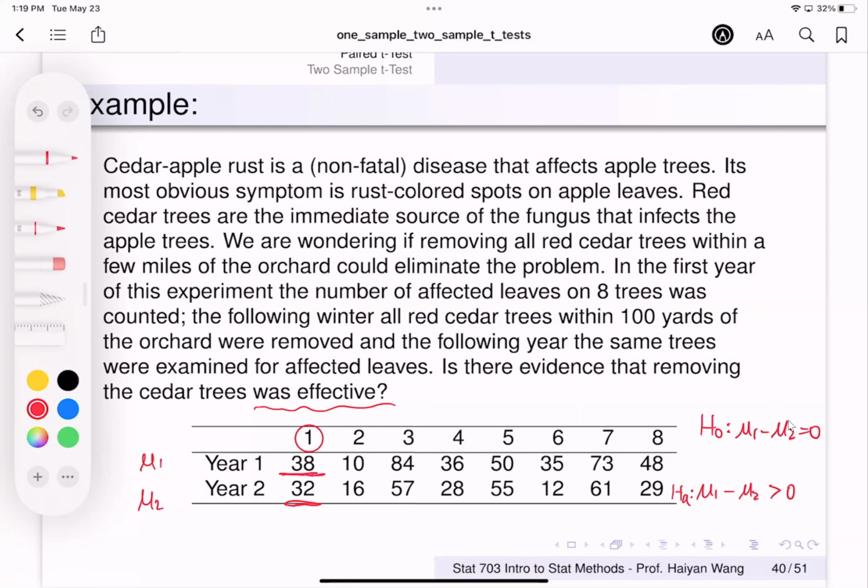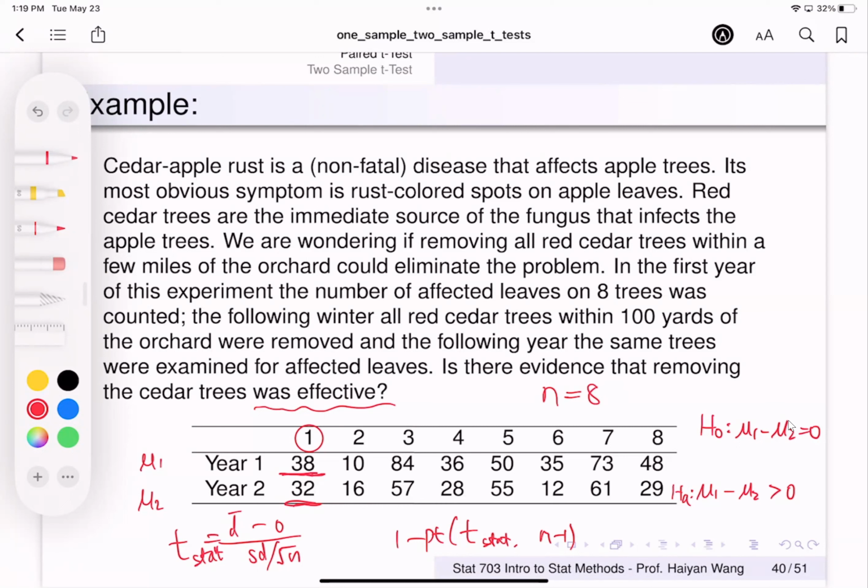When we do a test, we use the difference d bar minus 0 divided by SD over square root of n, and that's the t statistic. From the t distribution, we use 1 minus pt with that t statistic and n minus 1 as the degrees of freedom. And what is the n here? Because we have 8 trees, n is equal to 8. That gives us the p-value, and based on this p-value, we make a conclusion. So that's if we do the hypothesis test.